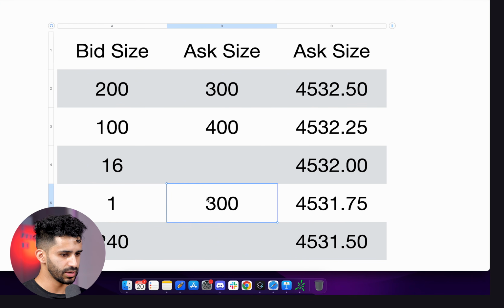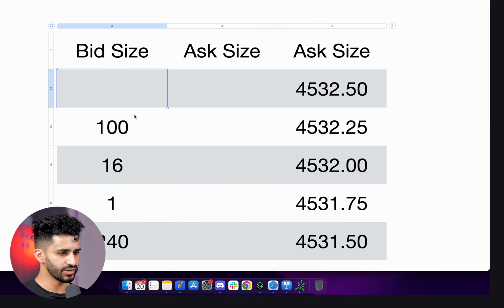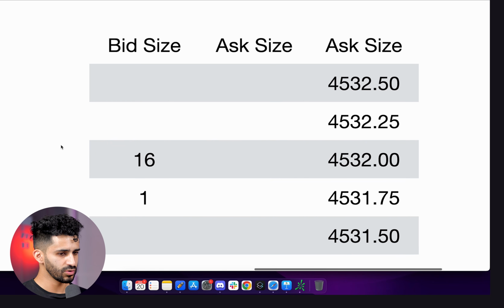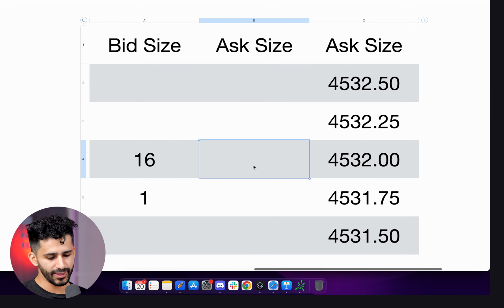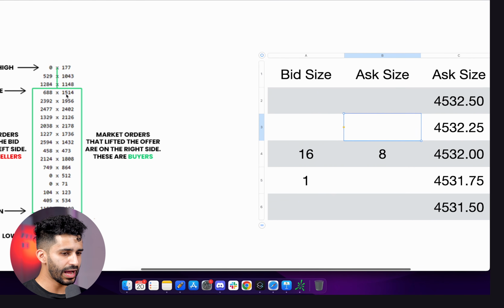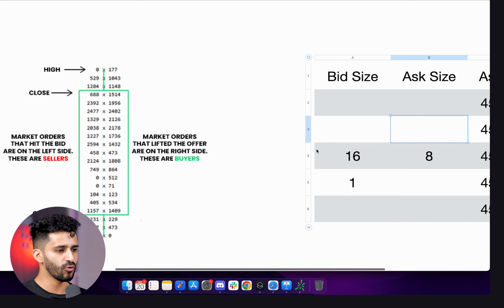This is just to give you some context of reading through what is happening here. If we go to the next one, 45.32 is where it got filled at 8, so we hit the ask at 45.32. When we go down here, at 45.32 we hit 8 on the ask. So when we look at this, this is how a footprint chart is formulated.